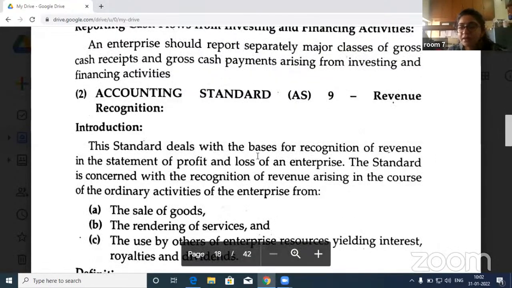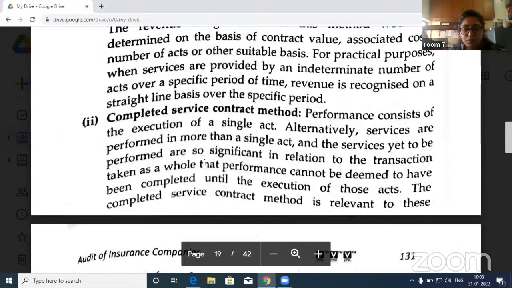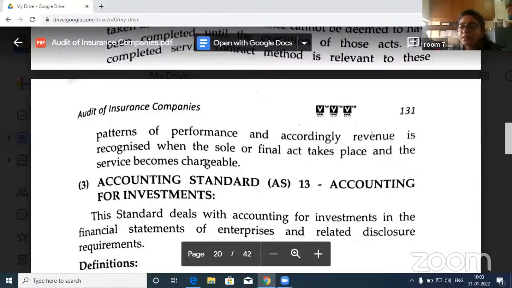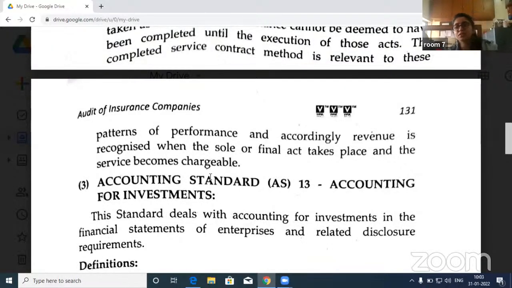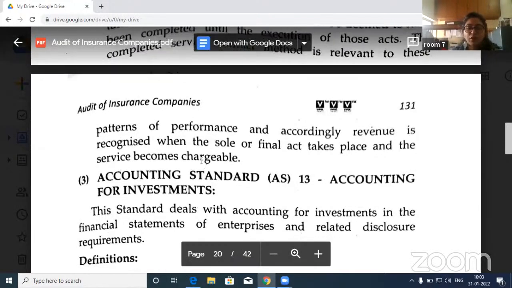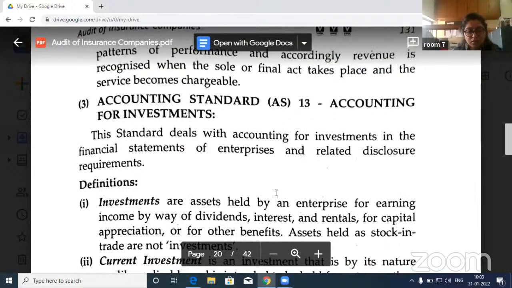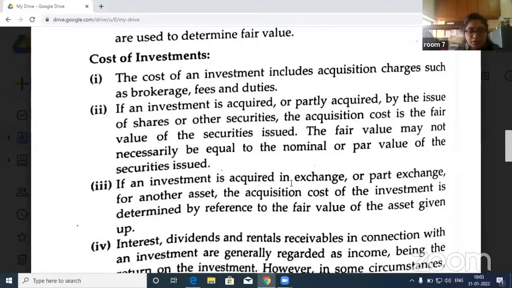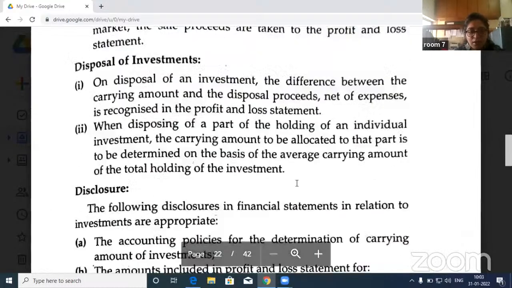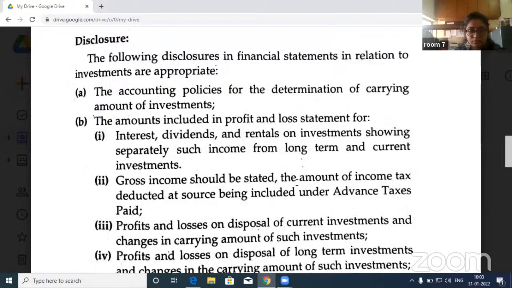Now we have accounting standard 9, revenue recognition. We had also discussed accounting standard 13, which is accounting for investments. Suppose the insurance company is investing in India or outside India, accordingly they will have to show and record all the investments as per accounting standard 13. Okay, they have to value as per accounting standard 13.